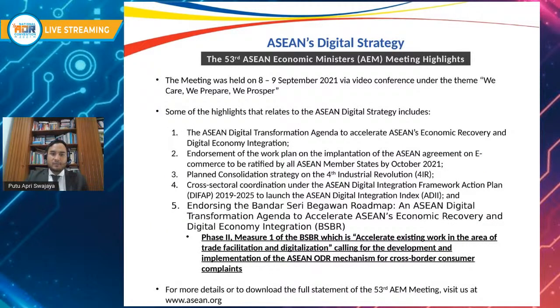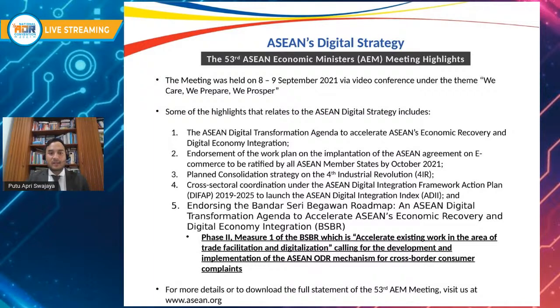At the 53rd ASEAN Economic Ministers, or AEM, meeting on 8 to 9 September 2021, the ministers considered the strategies and steps needed to accelerate ASEAN's economic recovery, digital economy integration, and the work plan for the implementation of the now endorsed ASEAN Agreement on e-commerce. The consolidated strategy of the ASEAN Fourth Industrial Revolution, or 4IR, was discussed. Amongst others, the ODR, being the online version of the ADR, is considered instrumental to maximize growth potential of digital trade in ASEAN, as it helps spur the growth of e-commerce and instill consumer confidence in the digital economy. At the AEM, the ASEAN Digital Integration Framework Action Plan, or DFAP, 2019 to 2025 was launched together with the ASEAN Digital Integration Index, or the ADII.